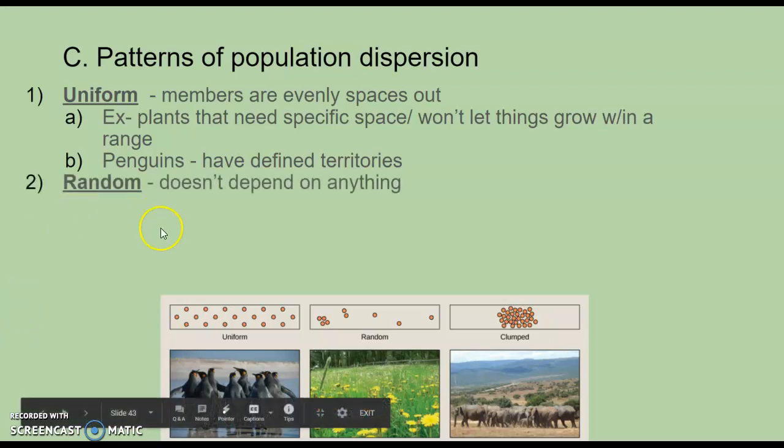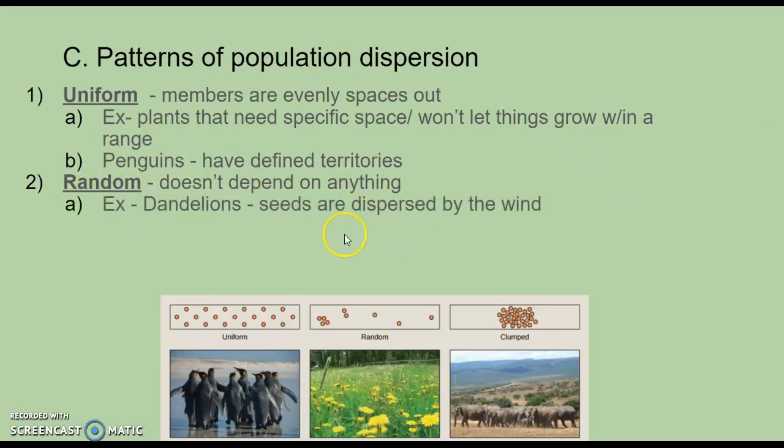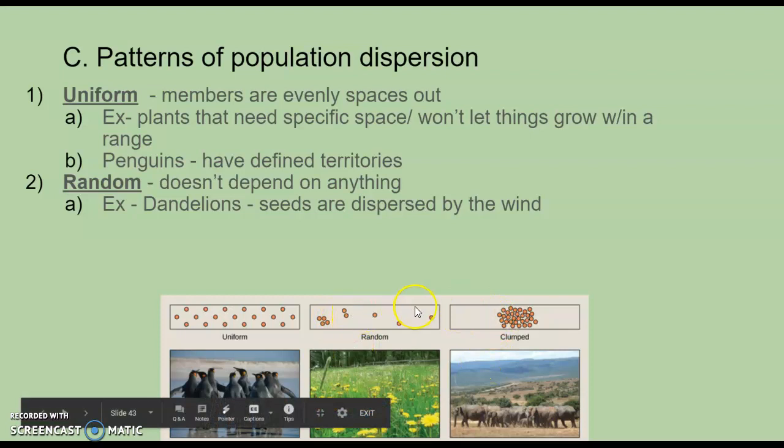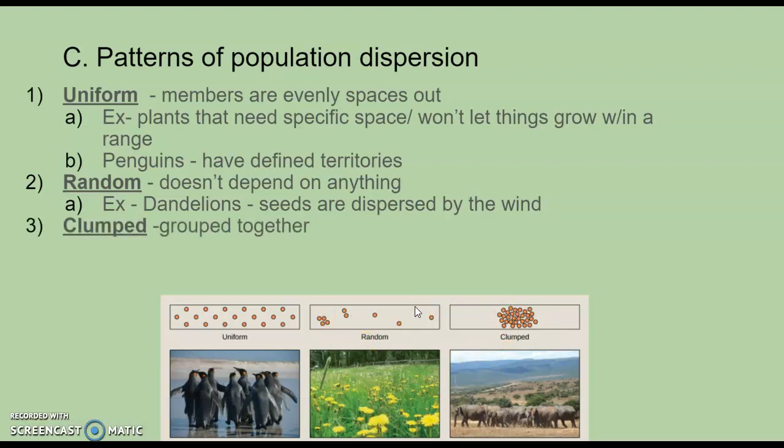Random dispersion, just as the name suggests, it's completely random. It doesn't depend on anything. An example of this are dandelions. The seeds are dispersed by the wind. It has no control over anything else. It's just completely random. And a third pattern of dispersion I see are clumped.